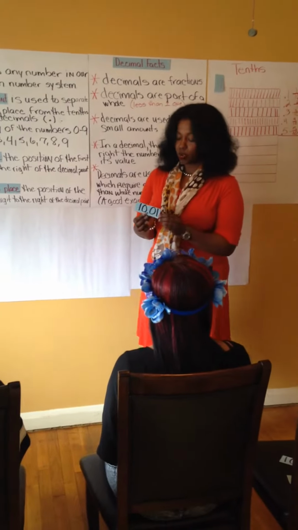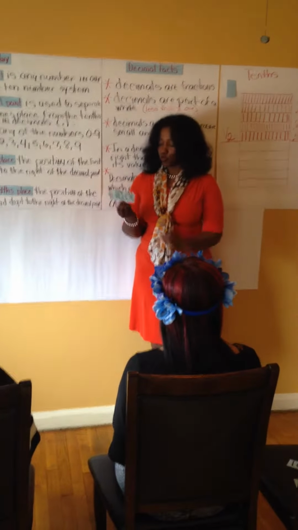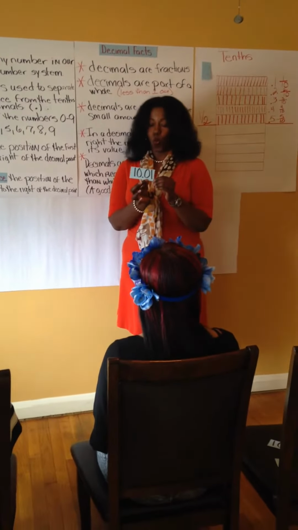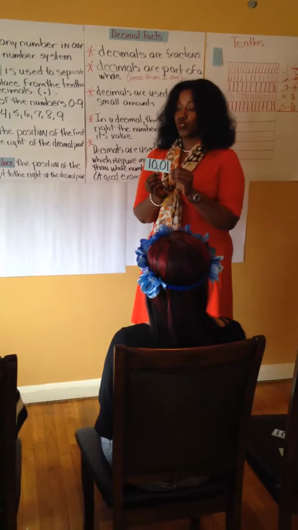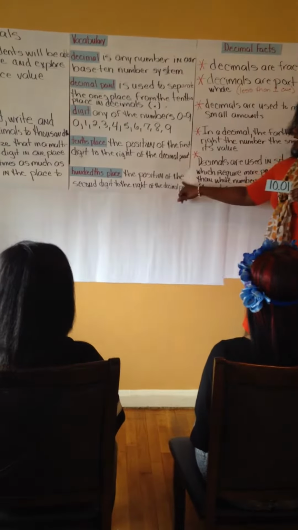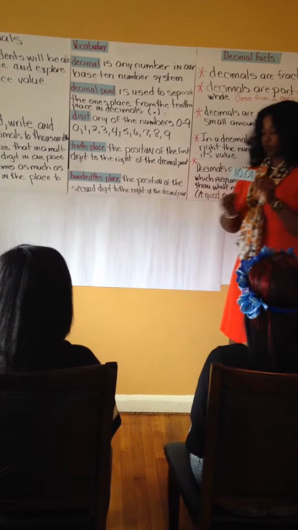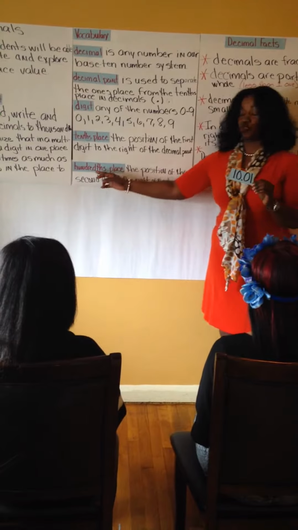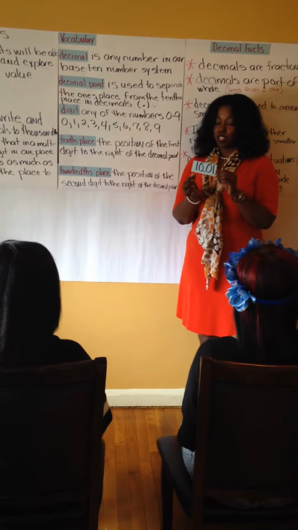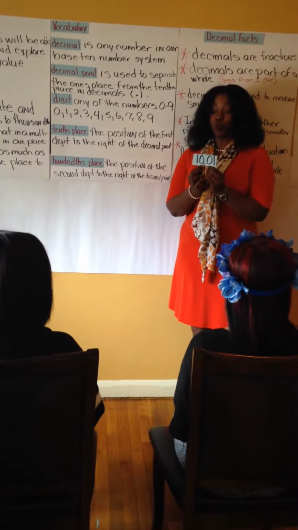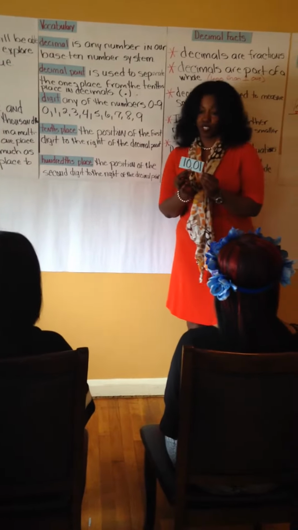Okay. So the next number, you read this, 10 and 100ths. Okay? Remember, the second digit to the right is the hundredths place. So, you can read this number as 10 decimal point 100ths.